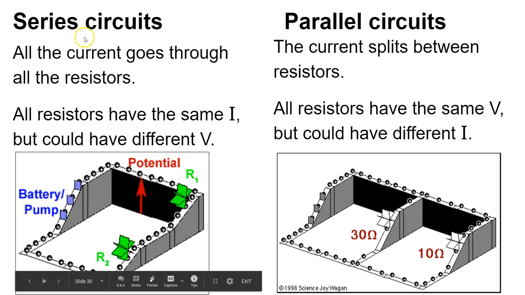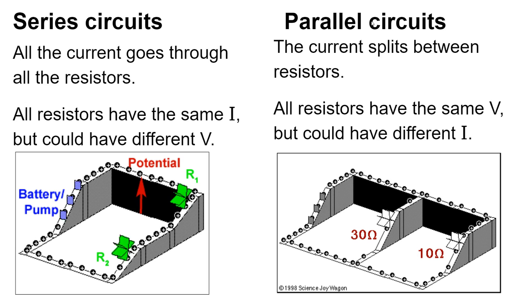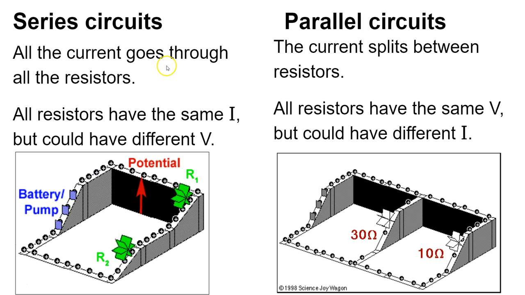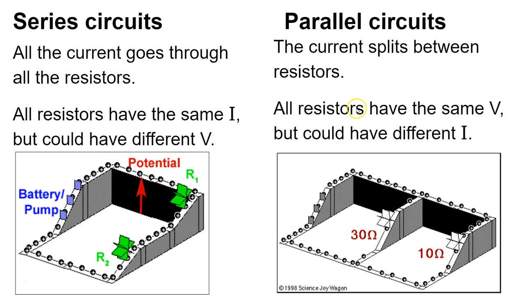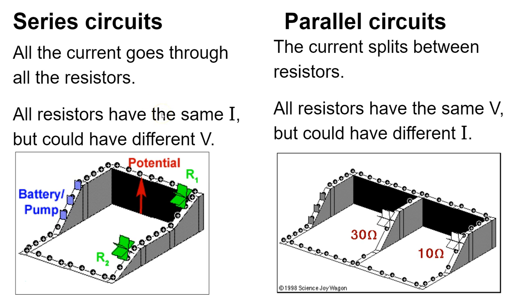So this one on the left is known as a series circuit, and the one on the right is known as a parallel circuit. This little message, all resistors have the same I, all resistors have the same V, you're going to want to circle that. If you have a highlighter, highlight that, put stars around it, something, because those are going to be big ideas that you're going to want to come back to.